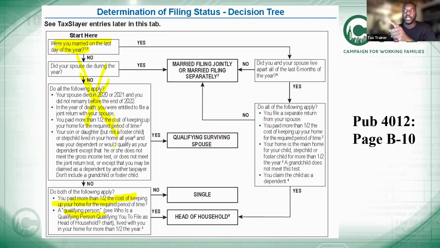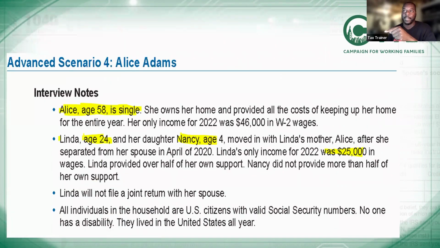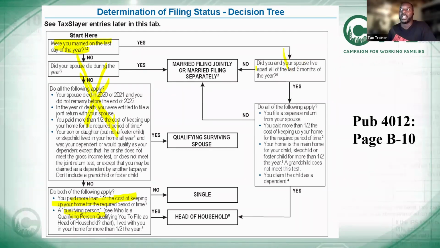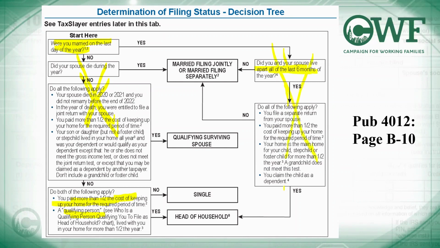If she doesn't claim it, she's single, just a single person. If she does claim that child, she's head of household. Let's think about Linda. What is Linda's filing status? Was Linda married on the last day of the year? Yes. Did her spouse live with her the last 6 months of the year? No, they lived apart. Did she pay more than half the cost of keeping up her home? Nope. So she is going back to being married filing separately.